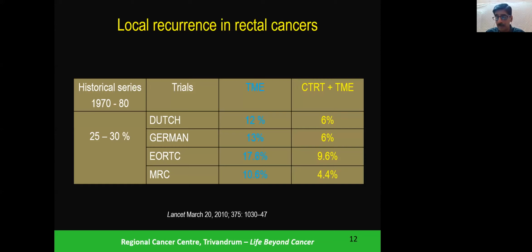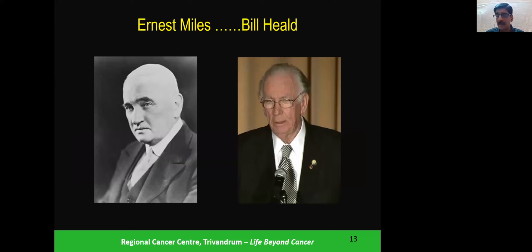Now, the laurels for having brought about a standardization of surgery go to Bill Heald, but we should not forget Ernest Miles, because I'll come to that particular slide later on. Bill Heald is credited with having popularized the concept of TME, but it was Ernest Miles in his initial paper published in 1908 who first defined the principles of rectal cancer surgery. Even in that article, if you read carefully, you can see that the technique of total mesorectal excision was defined, but somewhere along the way it lost its importance, and Bill Heald had to reinvent total mesorectal excision and standardize it.